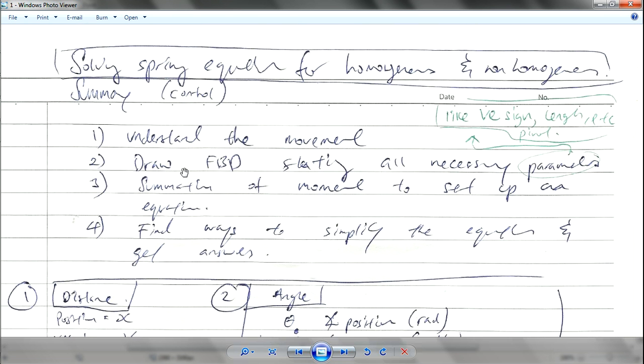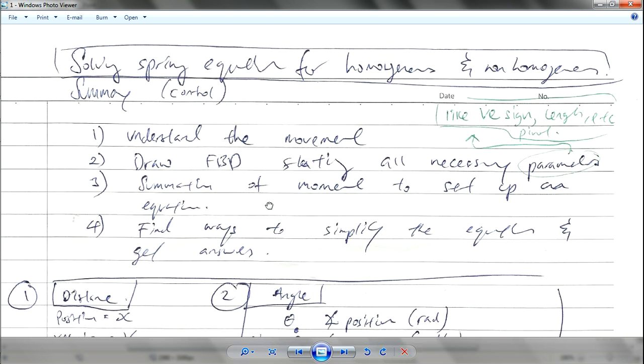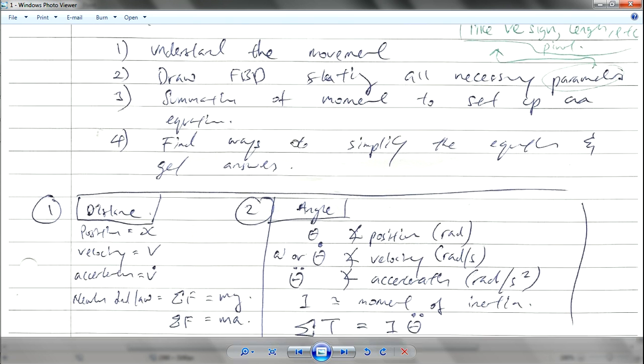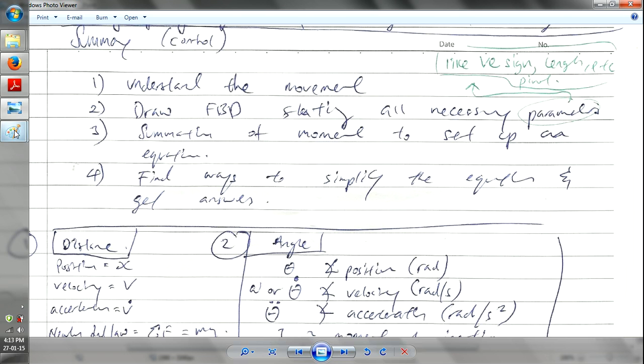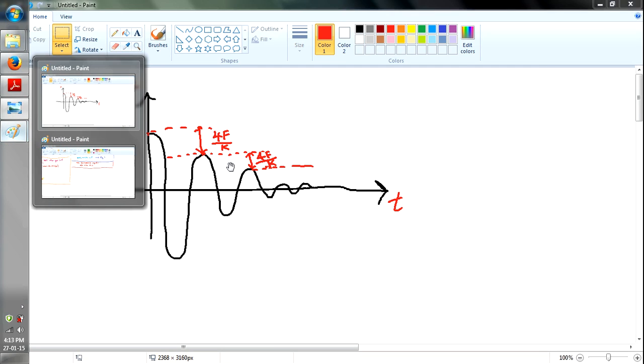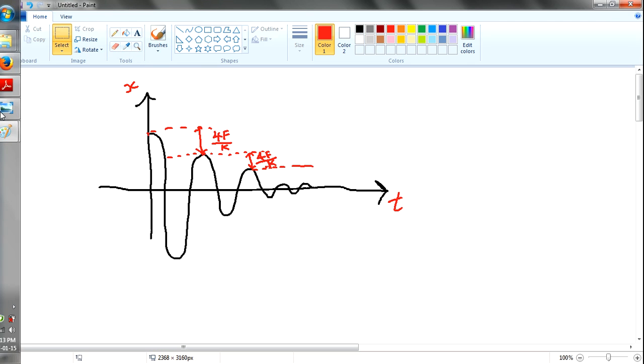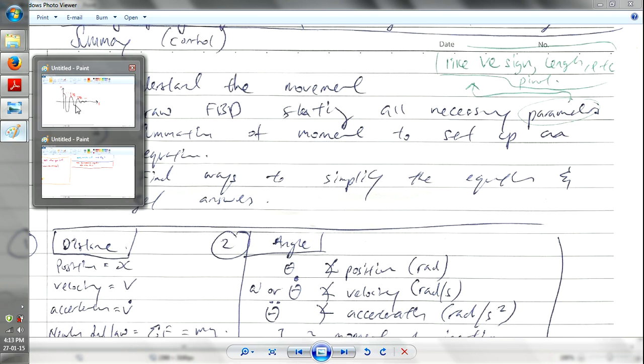Just to recap, we set up all these things with the summation of moments or the summation of forces, and then we have an equation already. So now comes the very difficult part, which is to find ways to simplify the equation and get our answers. Typically that would be in terms of the frequency, or in this case, sorry, the amplitude. So we are trying to solve for the amplitude.